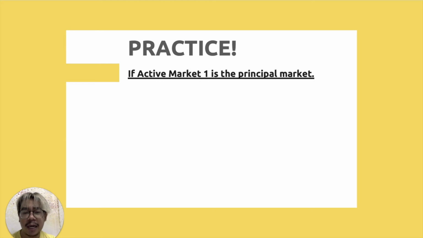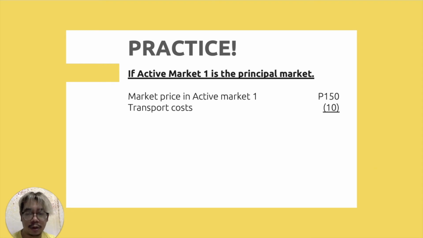So, if active market 1 is the principal market, kasi dun mas malaki yung volume of activity, then we use that market. No need to compute for the most advantageous. So, to get the fair value, it's simple. Just the market price of market 1, that's 150 after adjusting transport cost, 10 pesos. So, the fair value is 140 pesos.